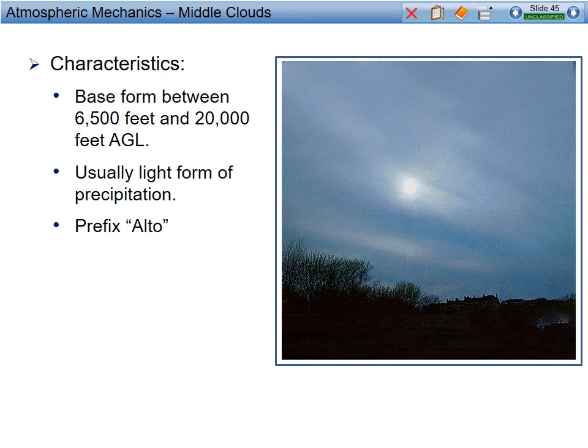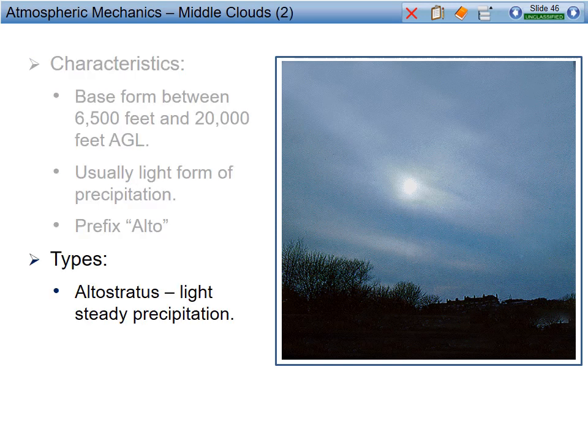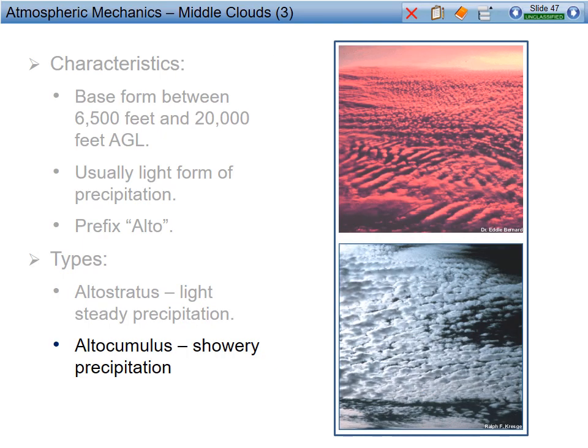The middle cloud group is those with bases that form between 6,500 feet and 20,000 feet AGL. They usually are a light form of precipitation, and they get the prefix alto to differentiate them from the low cloud group. Therefore, we have altostratus, which would be that light and steady precipitation, and altocumulus, which would be the light and showery precipitation.